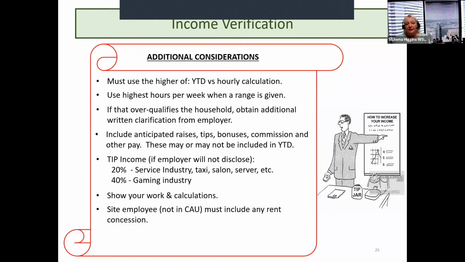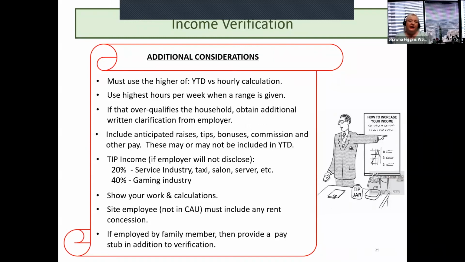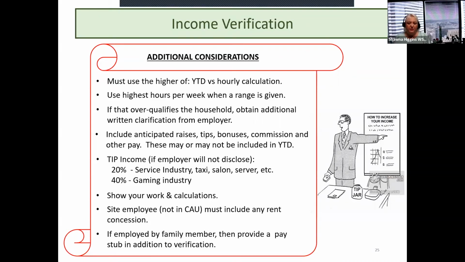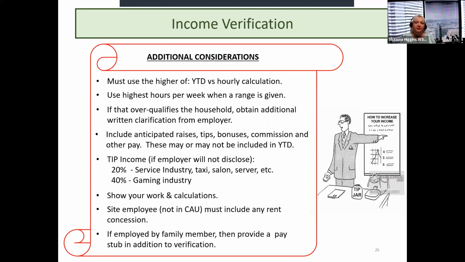And then if it's a site employee and they're not in a common area unit, we must include any rent concessions they get. So if it's a key holder that just gets maybe $100 off of their rent a month, you're going to want to make sure to count that as income and get the third-party verification as well. And if they're employed by their family, a family member employer, you're going to want to have them provide at least one pay stub, one of the newest pay stubs, of course, in addition to the verification. It's just a double check, just making sure you do your due diligence.